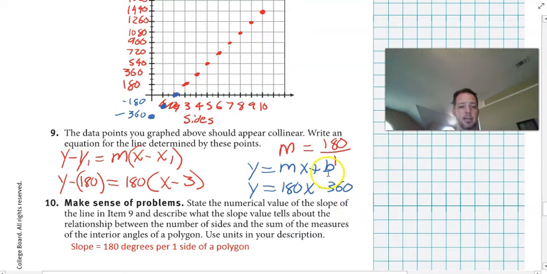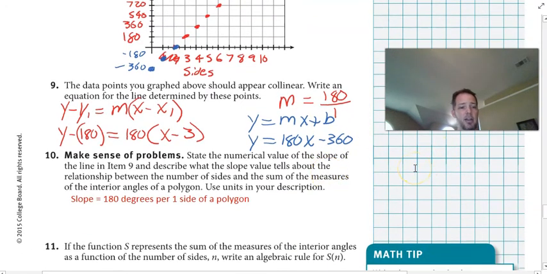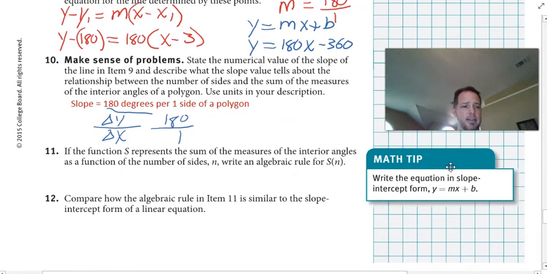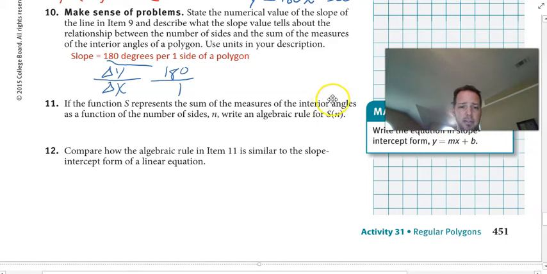All right, so it says state the numerical value of the slope. I've already gone ahead and done that. It says use the units as well. So the rise over run for the rise between 2 points goes up 180 and over 1. So the rise is 180. And the units would be degrees per side, because the y-axis units are degrees. The x-axis units are number of sides. So it's degrees per side. So it's 180 degrees per side, which makes sense because for every side that we add another triangle, we get 180 degrees.